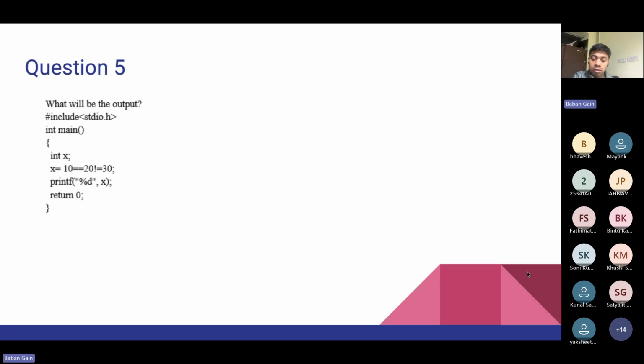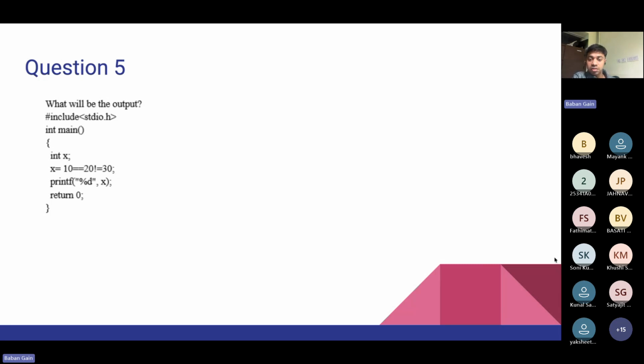Okay. And why are you considering that 10 equal to 20 will be executed before 20 not equal to 30? It can happen the other way around as well, right? 20 not equal to 30 can execute first. Right. Because of associativity, basically equal to equal to and not equal to have the same priority here. So it will execute from left to right.